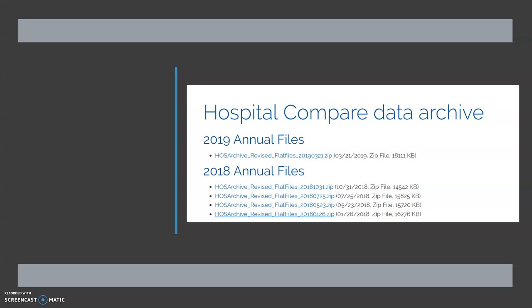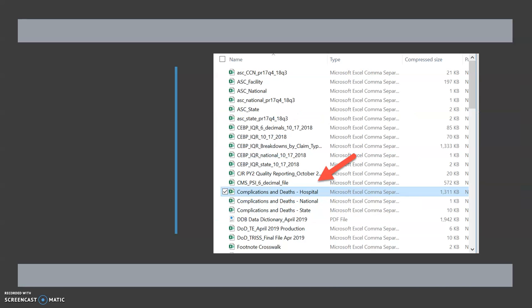In getting the files for the 2 most recent years, I downloaded the 1 zip file under 2019 and all 4 files under 2018, as shown in this slide. I then exported all 5 CSV versions of the file titled Complications and Deaths Hospital to get all the data that was required to answer this question.